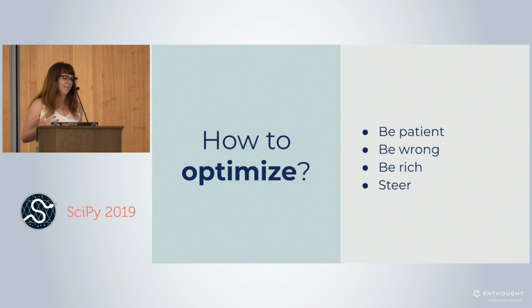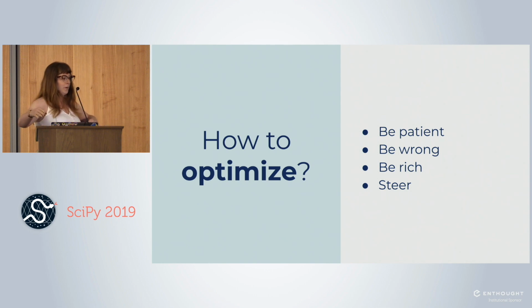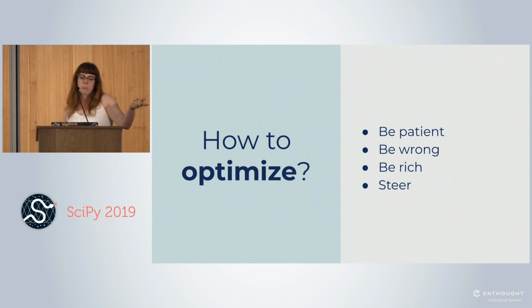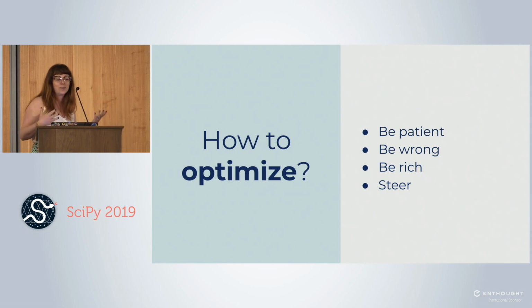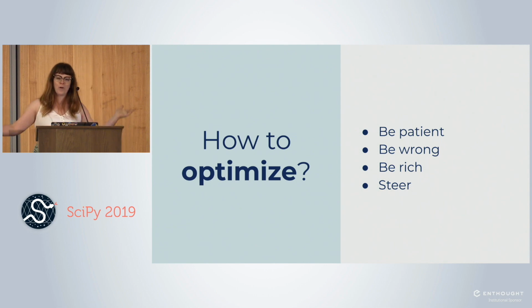So how do you optimize that, right? We have some options. We can be patient and just let it churn for a while, let it run in the background. You can be willing to be wrong, which means you can prematurely converge and say it doesn't have to be a perfect model as long as it's done because it's due tomorrow, which in industry sometimes happens. You can be rich, by which I mean have lots of AWS or Google Cloud compute resources and just throw money at the problem. Or you can steer. And Yellowbrick is about steering.